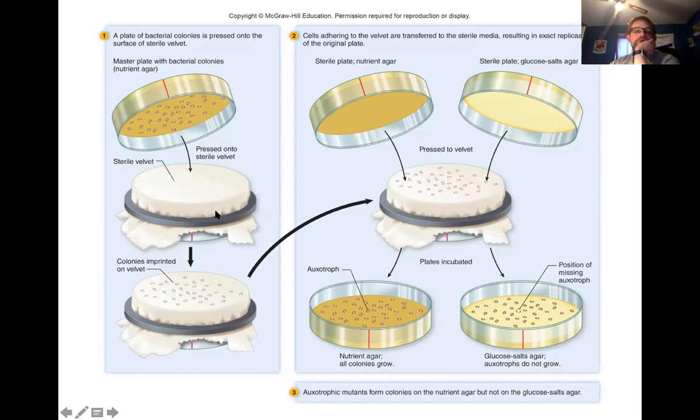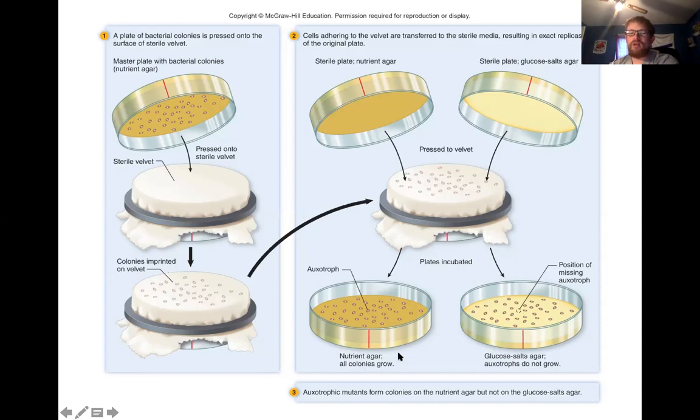And so what you can do in this situation is take a piece of sterile velvet and press it onto the colonies growing on this plate. It's basically like making a stamp or a copy. Those colonies, or pieces of them, get stuck on the velvet. You can then press this stamp onto two different plates. You can press it onto the same type of plate that you had before, this nutrient agar where everything can grow. You can then press it onto something called a glucose salt plate, also called a minimal media plate.